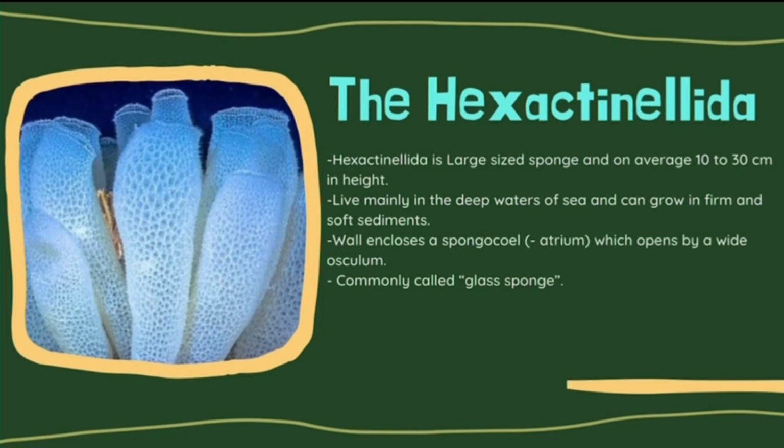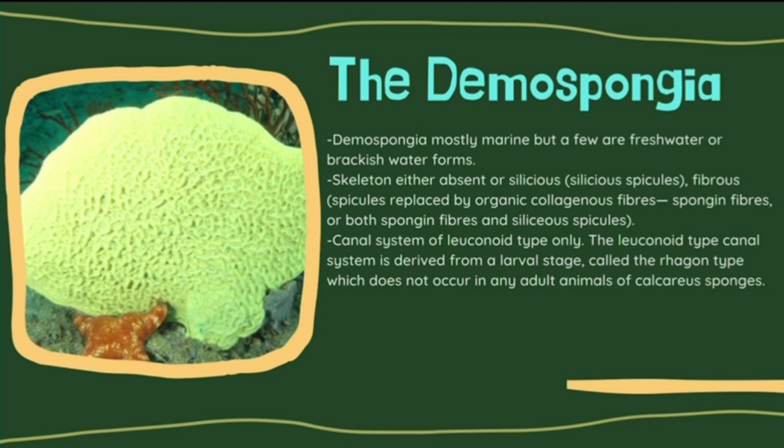Next is the Demospongiae. Demospongiae are mostly marine, but a few are freshwater or brackish water forms. The skeleton is either absent or siliceous spicules. Fibrous spicules are replaced by organic collagenous fibers, spongy fibers, or both spongy fibers and siliceous spicules. The canal system is of the leuconoid type only. The leuconoid canal system is derived from a larval stage called the Rhagon type, which does not occur in any adult animal of calcareous sponge.